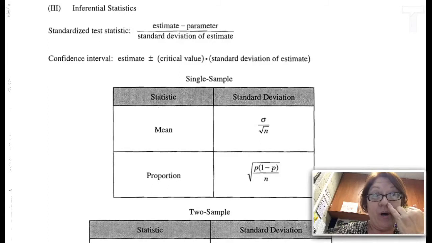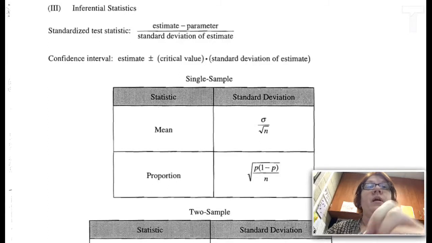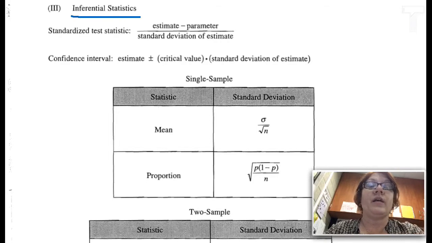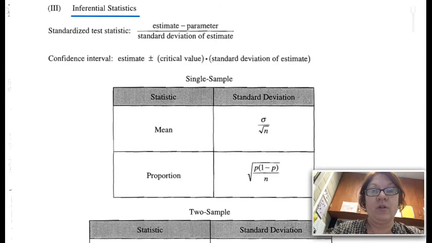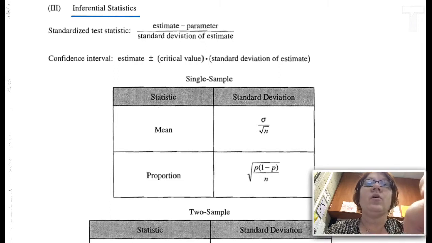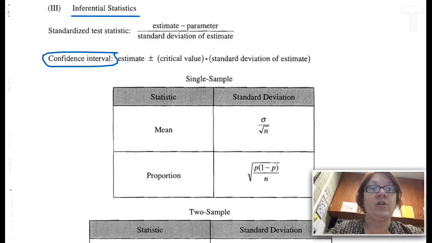I want to start off this part by looking at your formula sheet, and you'll notice this is the last section in your formula sheet, Roman numeral 3, and it is all about inferential statistics, which is what we're doing for the rest of the semester. And you'll notice here they have confidence interval, and now it's very generic.